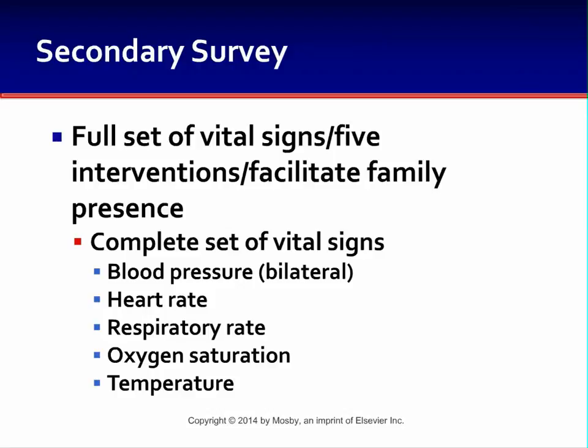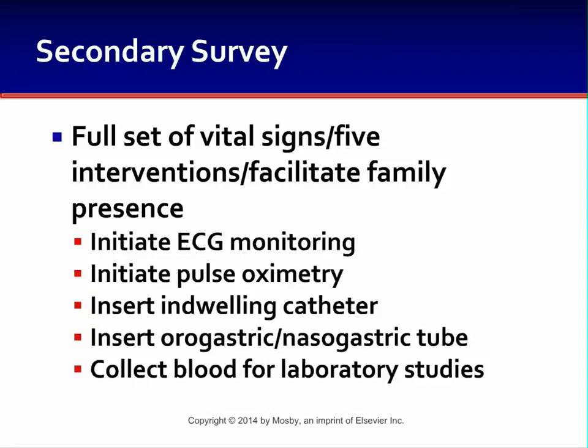A complete set of vital signs includes blood pressure, pulse, respirations, oxygen saturation, and temperature. Do bilateral blood pressures. At this point, determine whether to proceed with the secondary survey or to perform additional interventions. Those focused adjuncts are considered for patients who sustain significant trauma and/or require life-saving interventions during the primary survey.